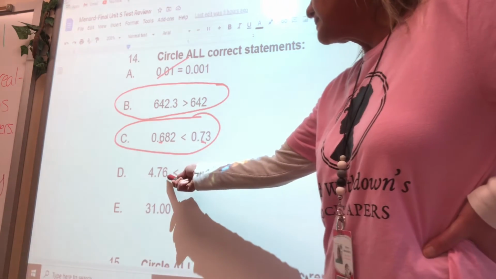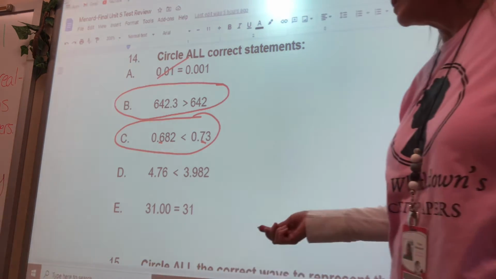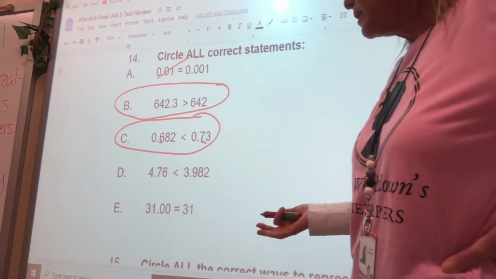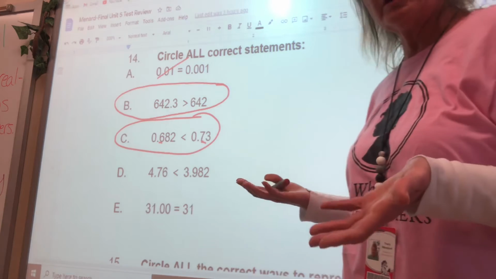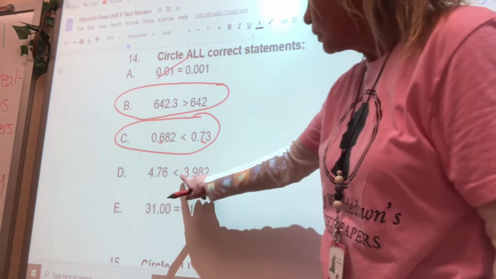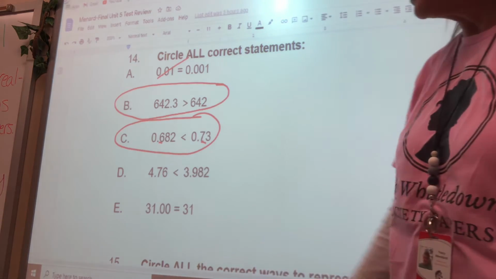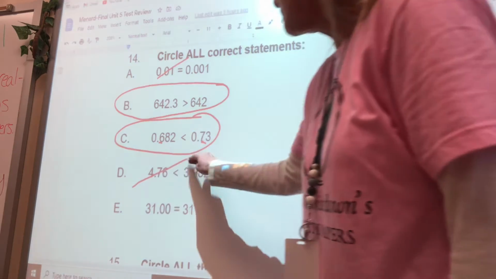4 and 76 hundredths is less than 3 and 982 thousandths. Again, it's not based on how many digits it has. This one has 3 digits and this one has 4 digits, but look at the whole numbers. This is 4 whole ones and this is only 3 whole ones. So is that a correct statement? This is less than that? No, that's not a correct statement, is it?